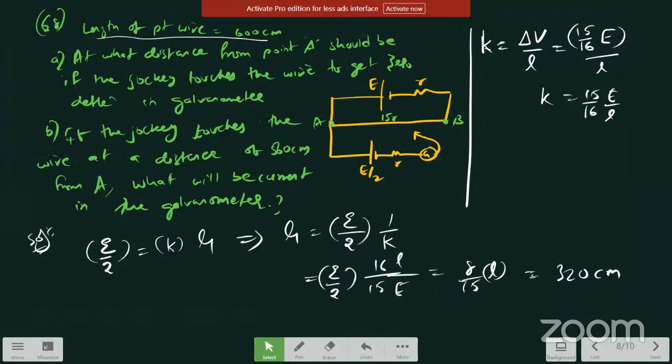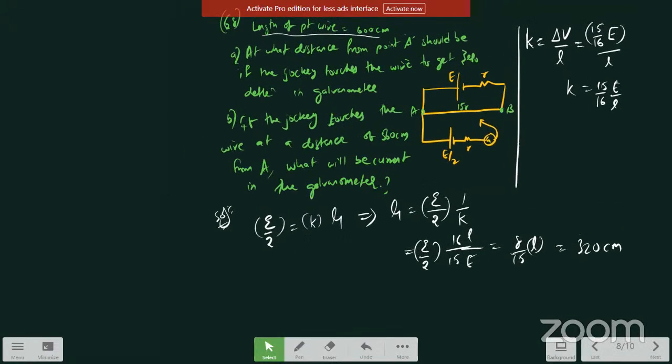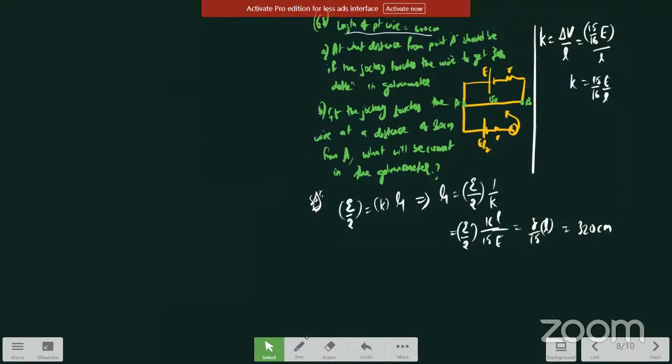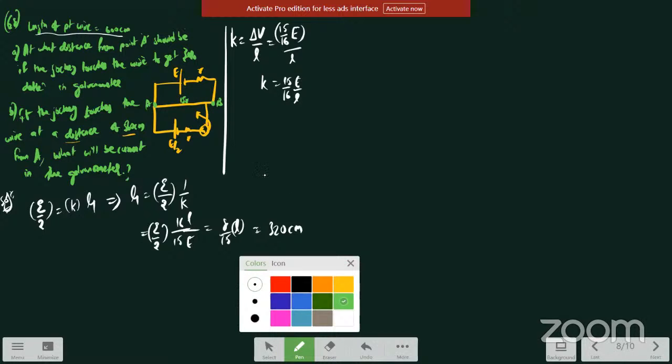Next part of the question. What does it say? It says if the jockey touches the wire at a distance of 560 centimeter. Okay, randomly, some point it is touched here. Let us say it is touched in this way. How much distance is it? 560 centimeter. Very rapt attention is needed here.